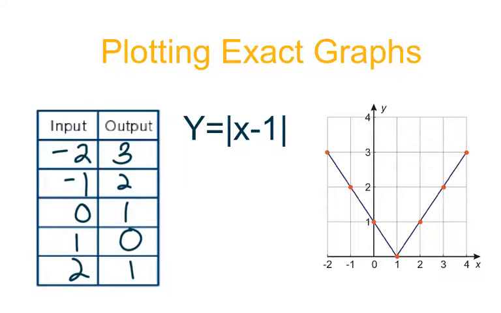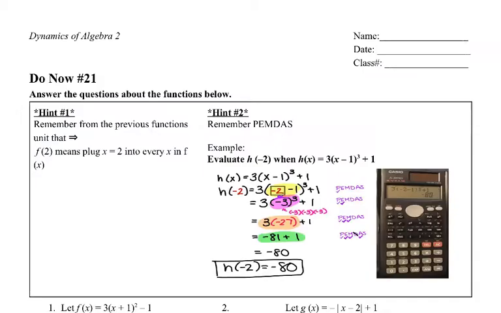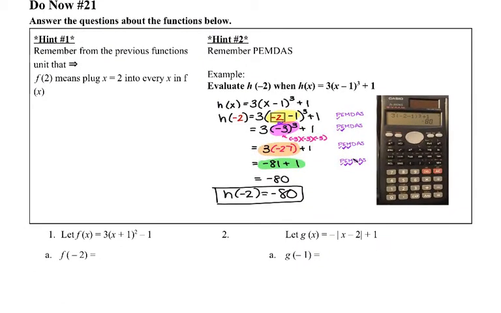In this video, we're going to take a look at how to plot an exact graph. In the previous unit, we took a look at linear equations, quadratic equations, cubic equations, and absolute value equations. And we kind of looked at the equation to predict what the graph would look like. But we didn't actually graph exact points. In this video, I'm going to show you how to plot the exact points that fall on the graph to see if our predictions come true. Woohoo!